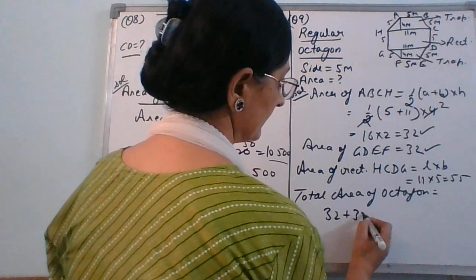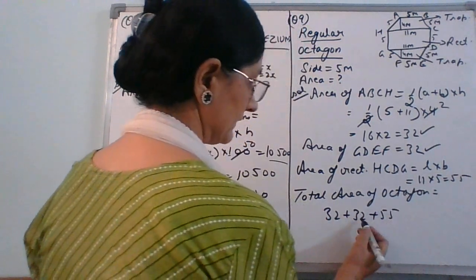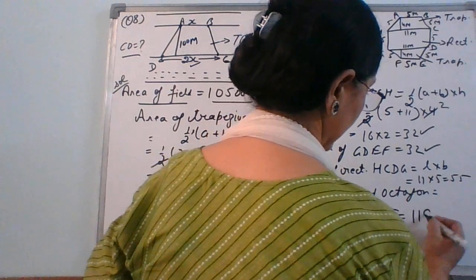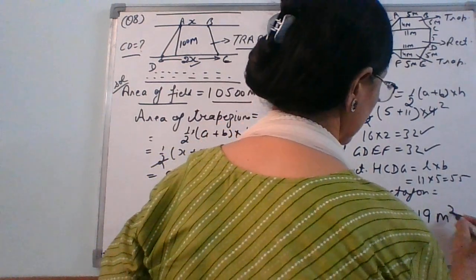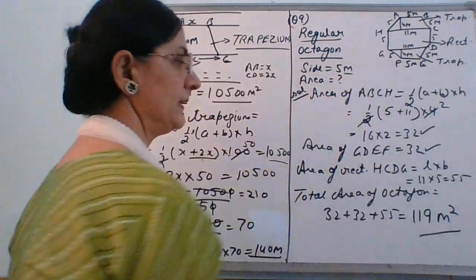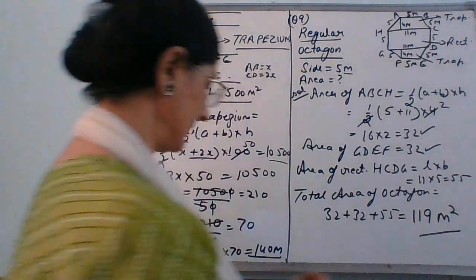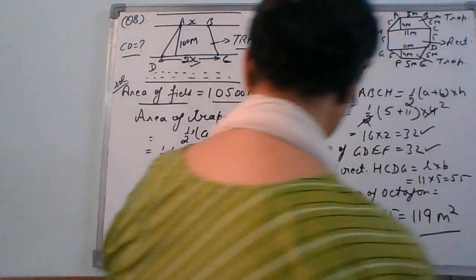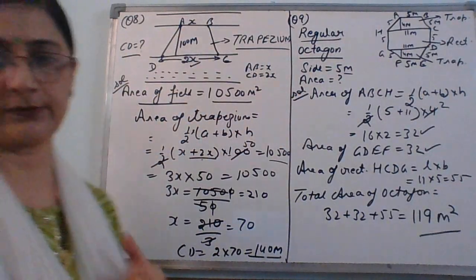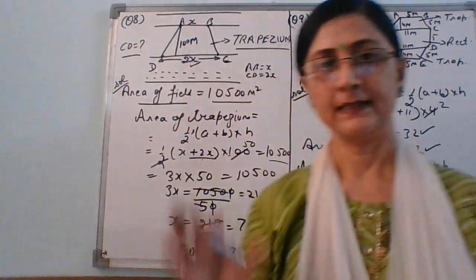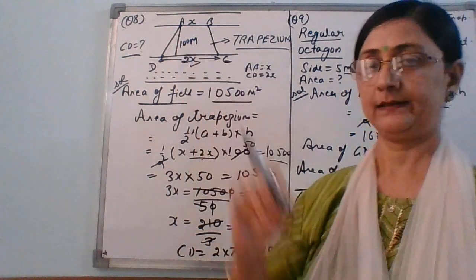32 plus 32 plus 55. 5, 6 and 8, 9. So ये आपका आएगा 119 मीटर स्क्वायर. आपको यूनिट देखना है, मीटर है, so meter square, right? So 119 meter square. So here we have got the answer. Okay, now I'll repeat these two questions again, right? इसमें क्या था? एक फील्ड है, right?